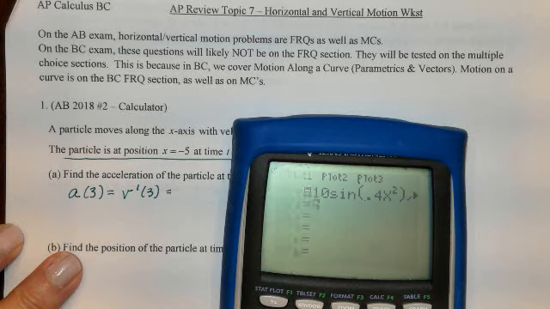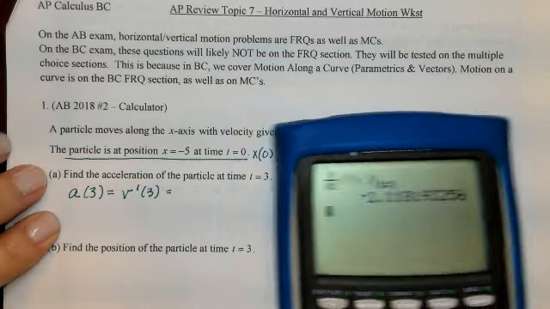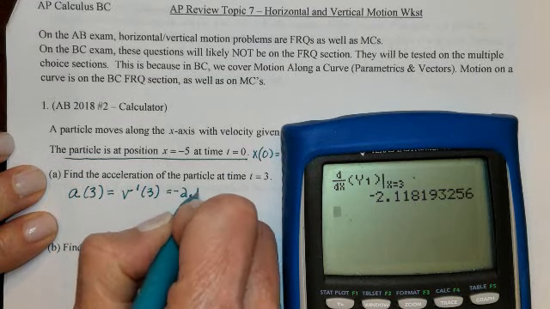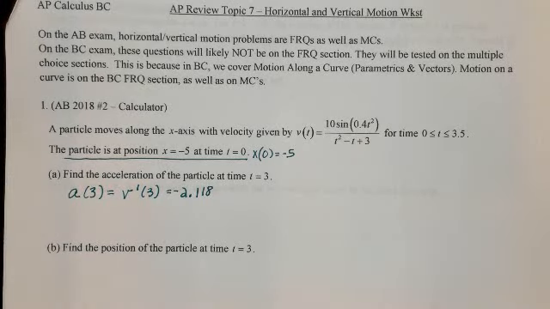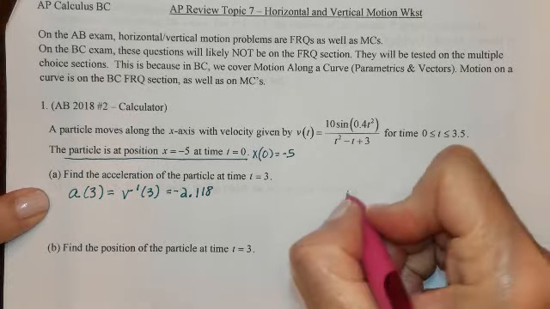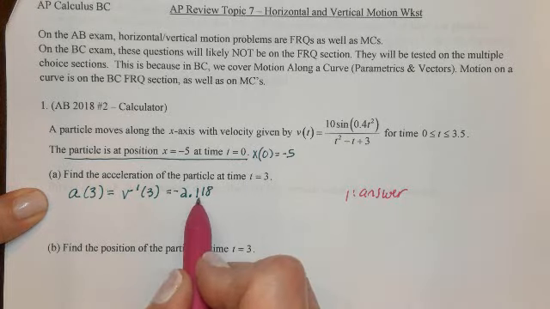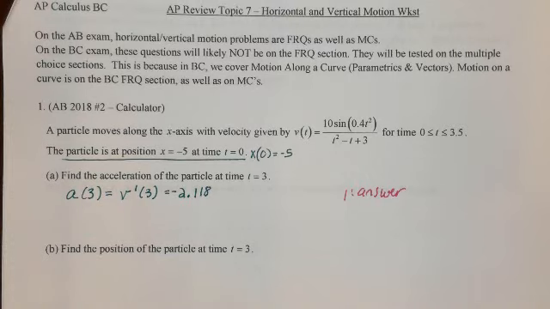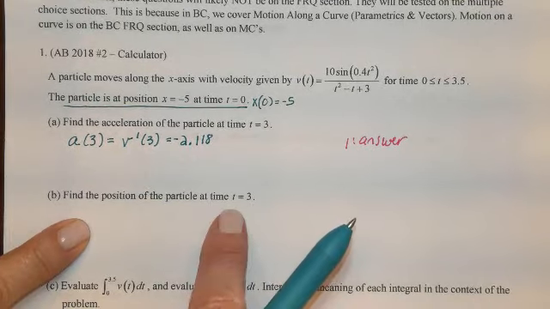So I have the velocity stored in for y1. I need the derivative, so math 8 of y1 at time 3, and that's the acceleration at time 3. So -2.118. So back in 2018, this was worth 1 point for the answer. And remember, you will not get that answer point if you don't show where it came from. So that's not optional.